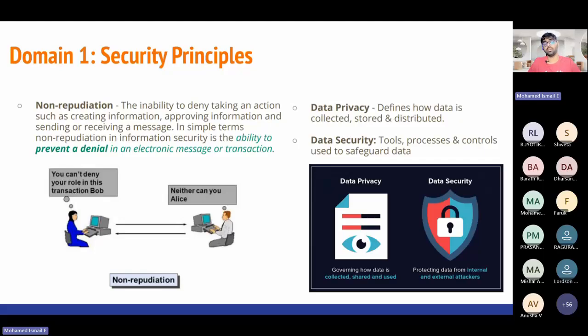Then the data security. After you are collecting the data, you need to secure the data. Your data shouldn't be openly accessible by anyone because you are collecting sensitive private information like name or age or blood group. Those data need to be protected using data security tools. So this will fall under data security tools and process controls used to safeguard the data.